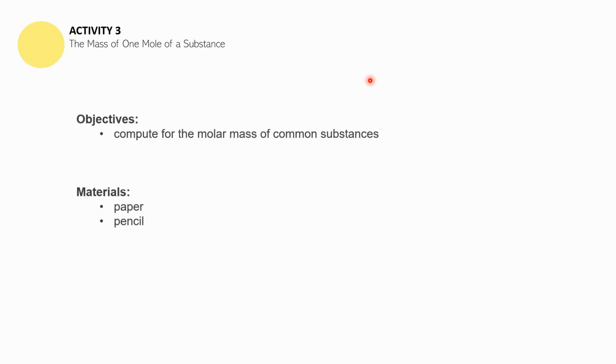Gaano kaya siya kabigat? Okay, but you know that 1 mole of a substance has 6.02 times 10 raised to the 23rd power particles. But how heavy will that substance be? That's a question. Okay, so, halimbawa, parang ganito rin, binigyan ko kayo ng 5 pieces, 1 peso coin. Okay, that's 5 pieces. But how heavy will those be? That's a question. So the objective is for you to be able to compute for the molar mass of some common substances. Okay, so the materials are the following: paper and pencil.